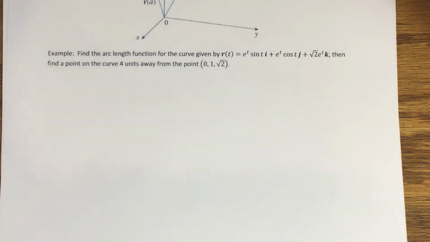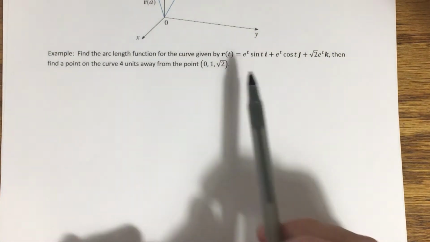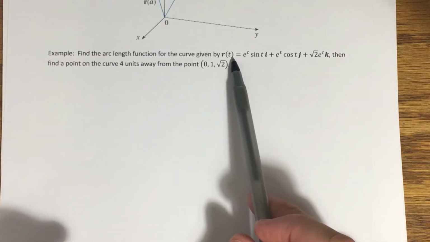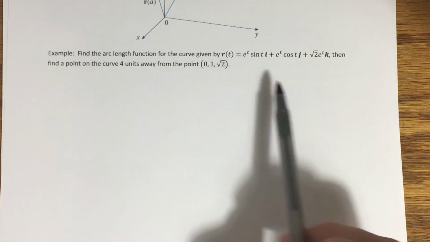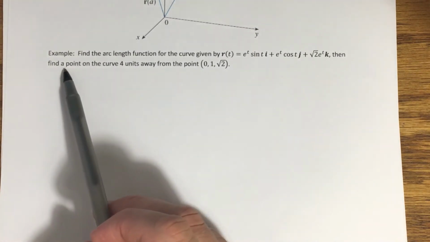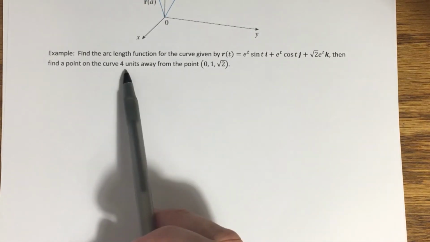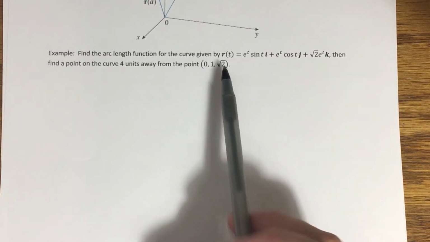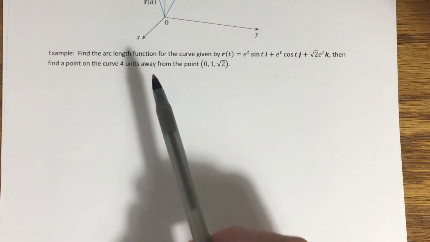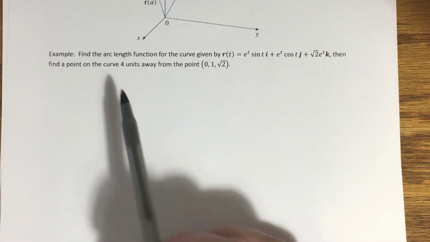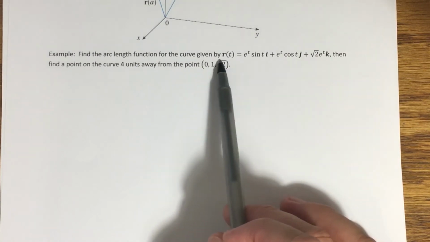So let's try this with a specific example. What I'd like to do here is find the arc length function for a curve given by this slightly complicated looking vector function. And then, as a follow-up, we want to find a point on the curve given by this vector function that's 4 units away from this specific point. Now, one important thing that appears to be left out in the description of the first part of this problem: it says find the arc length function for the curve given by this.